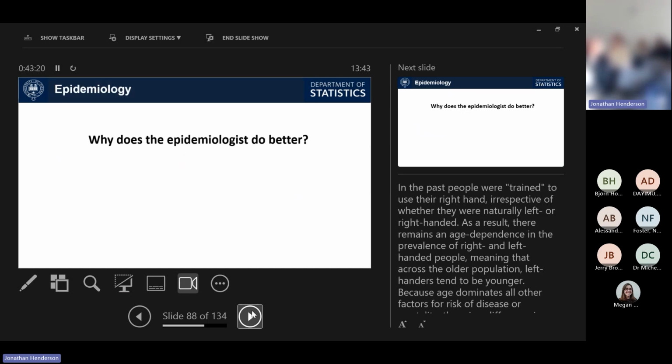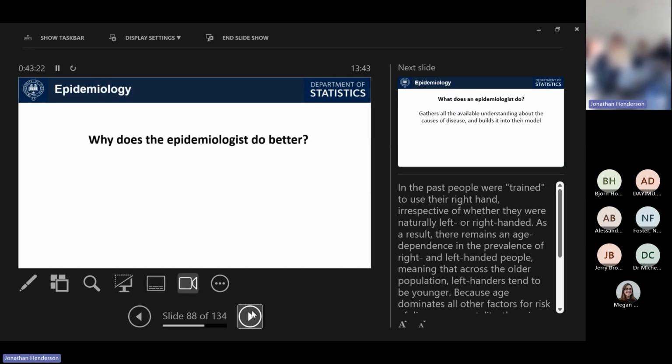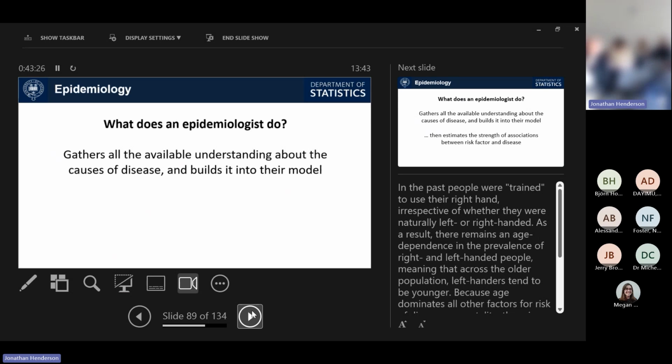And let me say a bit more about this. Why does the epidemiologist tend to do better with medical data? Well, they gather all the available understanding about the disease, and they build it into the model. So for example, you would exclude people who've had something seriously wrong beforehand. You would censor if somebody gets a serious disease that will modify your risk.